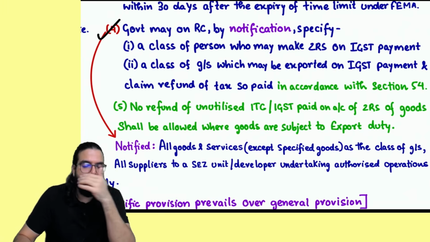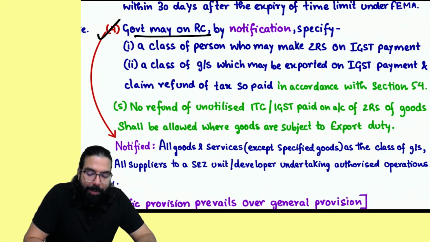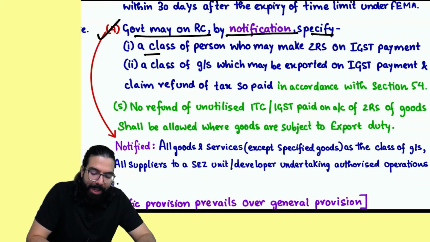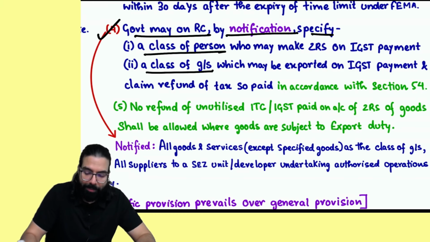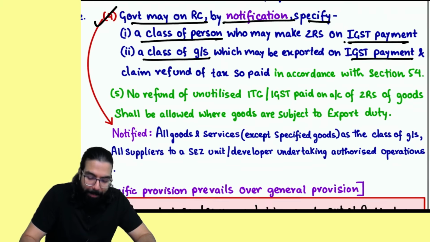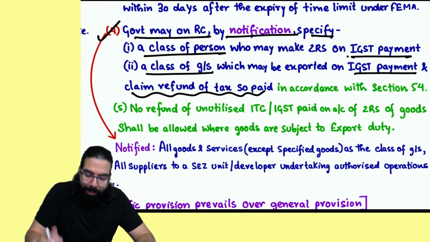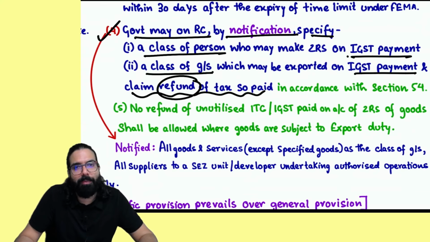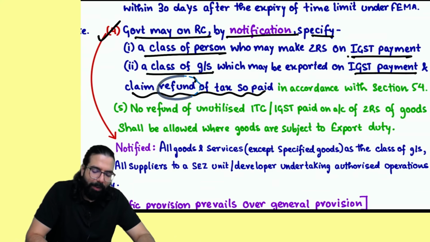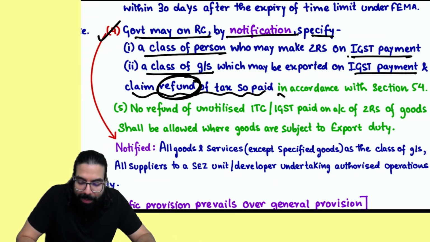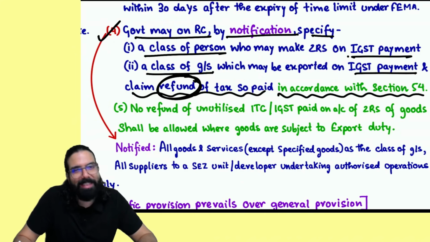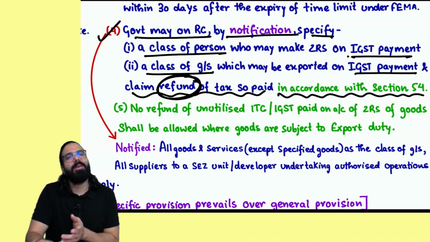Here, they went ahead and told that the government, on the recommendation of the Council, by notification can specify a class of person or a class of goods and services which can be supplied on IGST payment, and you can go ahead and claim a refund of the tax so paid. Now, refund is always claimed under Section 54, right? So they have told that the refund which you claim is in accordance with Section 54. Nothing, this was just a missing word which was there.